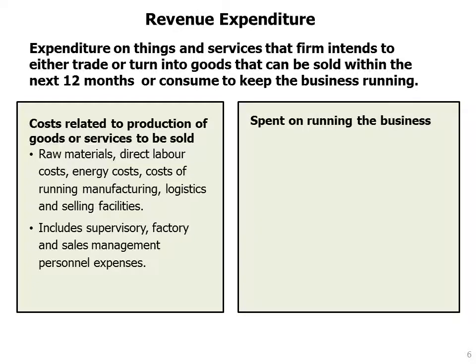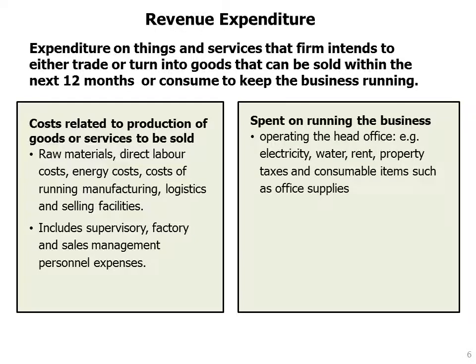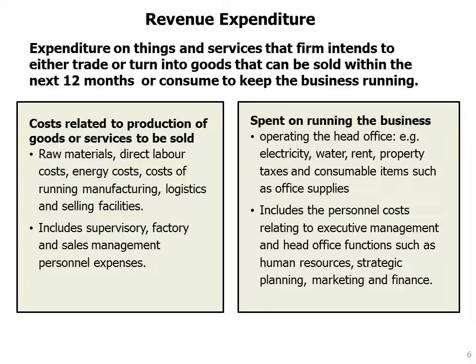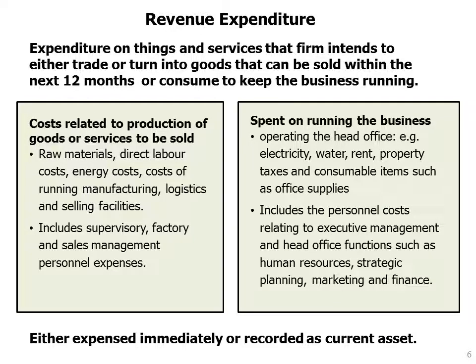And then we've got money that is spent on running the business. This is non-productive expenditure. Operating the head office are utility costs, electricity, water, rent, property taxes, and consumable items such as stationery and other office supplies. And this includes personnel costs relating to the head office functions and executive management. This revenue expenditure is either expensed immediately, so taken through the income statement as an expense, or if it's taken across as an asset, as a current asset on the statement of financial position.